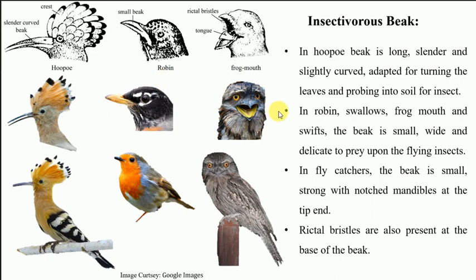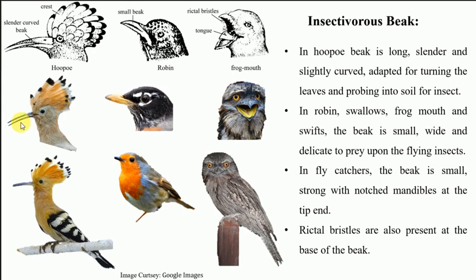Okay, in the insectivorous beak, in the case of the hoopoe, the beak is comparatively long, slender, and slightly curved. So here in the diagram you can see the beak is somewhat longer in size, slender, and slightly curved, and this kind of beak is adapted for turning the leaves and probing into the soil for insect larvae, pupae, and mites, which generally hide under the substratum.